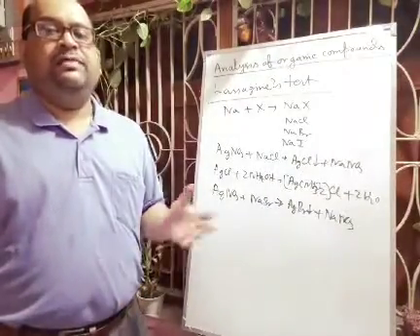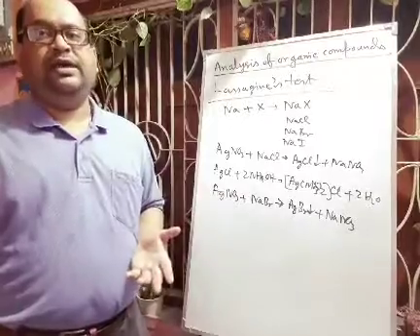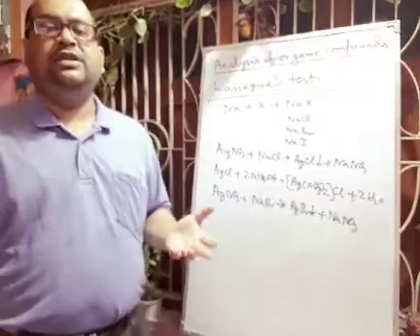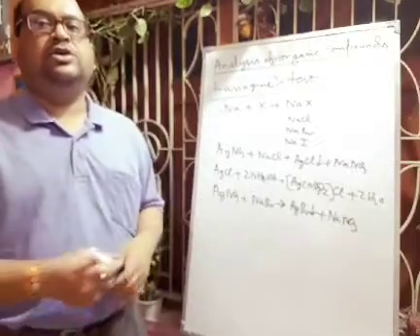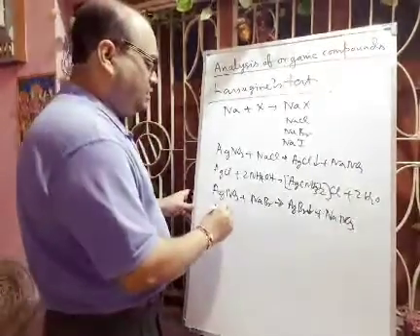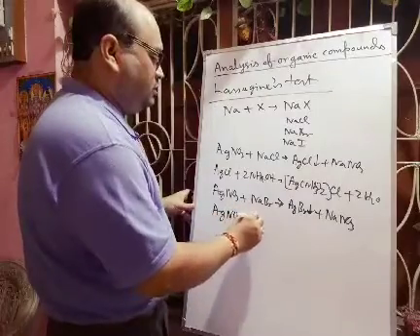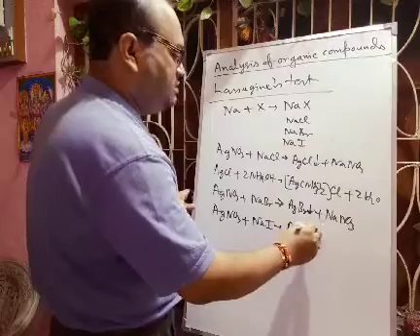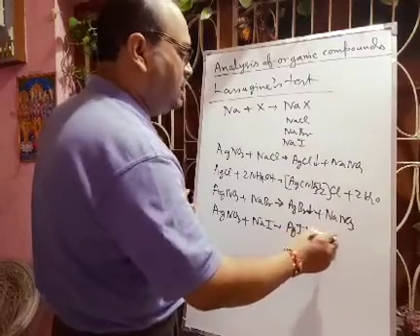And if you get a yellow colored precipitate, and it is insoluble in ammonium hydroxide, that will indicate there is presence of iodine. So again, silver nitrate will react with sodium iodide, and there will be formation of AgI, that is insoluble in ammonium hydroxide.